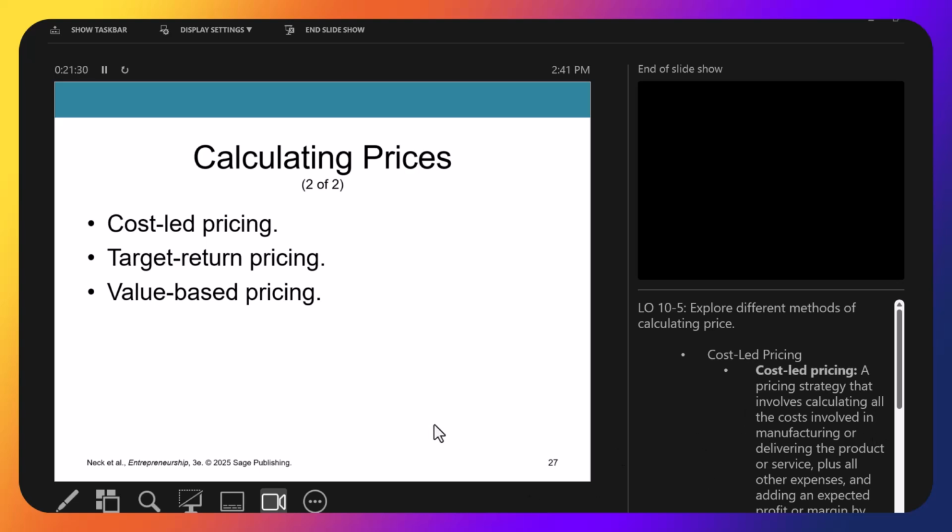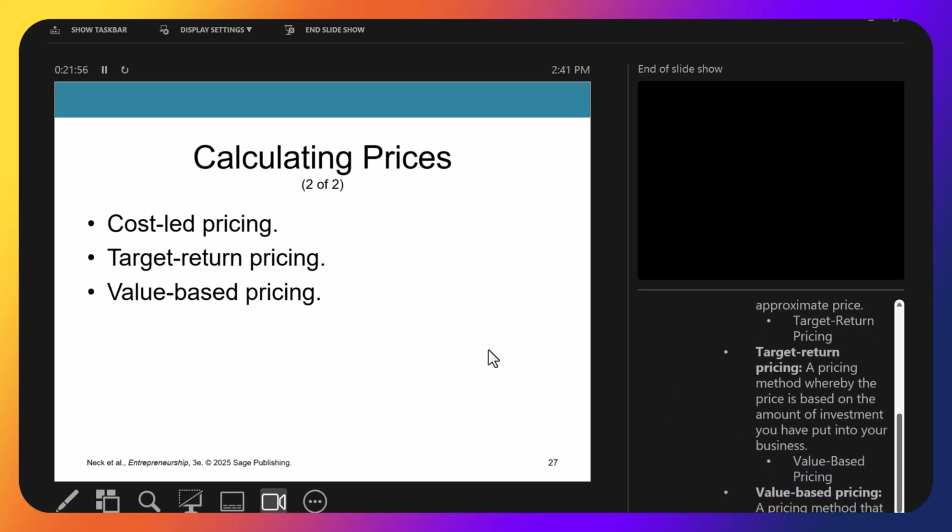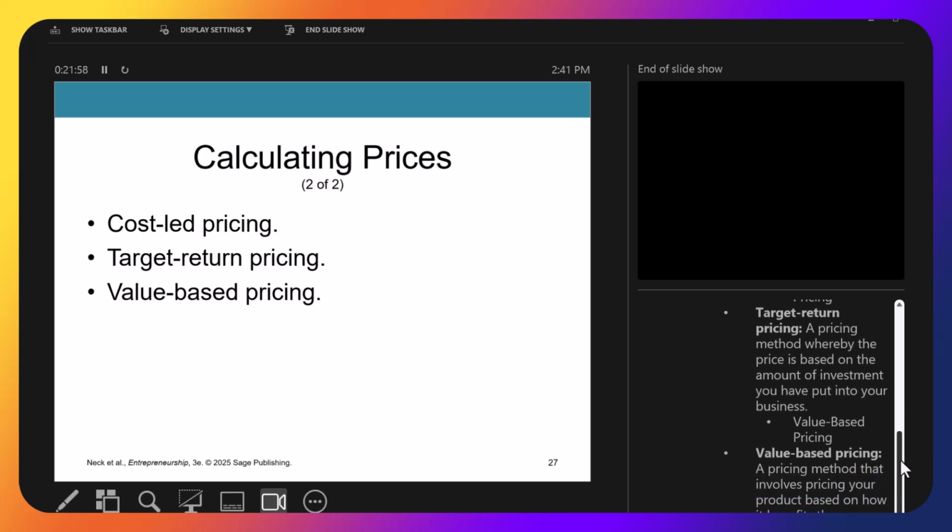Cost-led pricing is based on the costs involved in manufacturing or delivering a product or service, and all the expenses it costs to make it, produce it and market it. When we think in terms of target return pricing, this is a price based upon the amount of investment that you put into your business. I'm spending a lot of money into my business, but how much am I getting back in return?